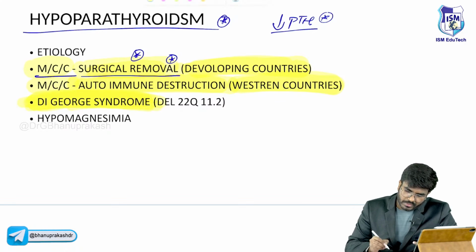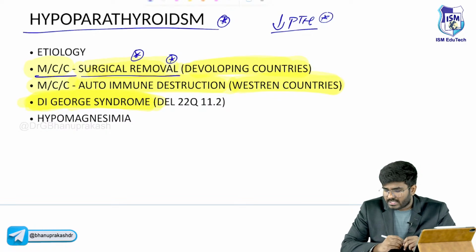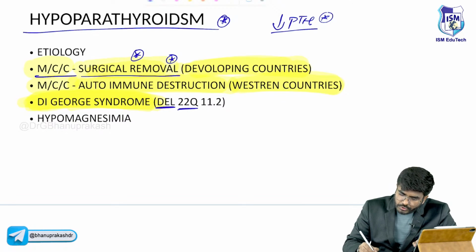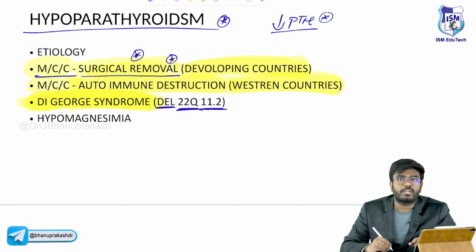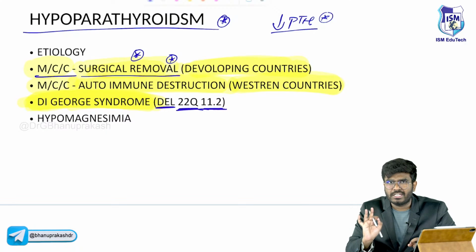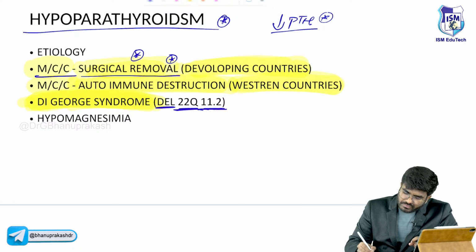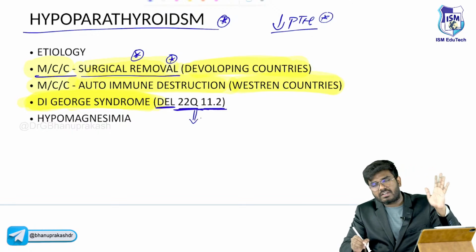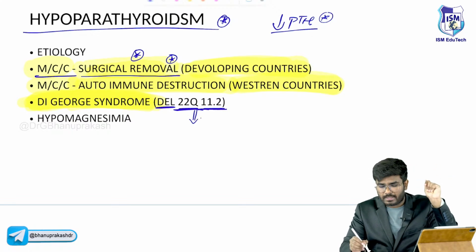Sir, what is this DiGeorge syndrome? In this syndrome, there is a deletion of certain genes, a deletion of 22q11.2. That's the gene locus. Because of the deletion of these genes, from birth itself these genes are not there.